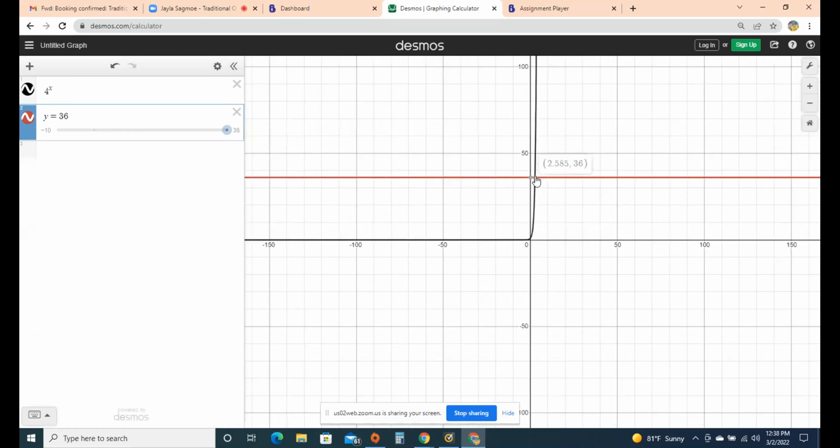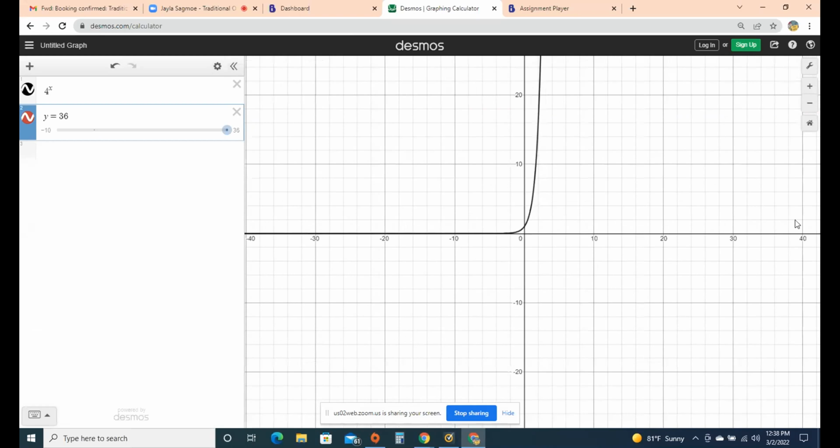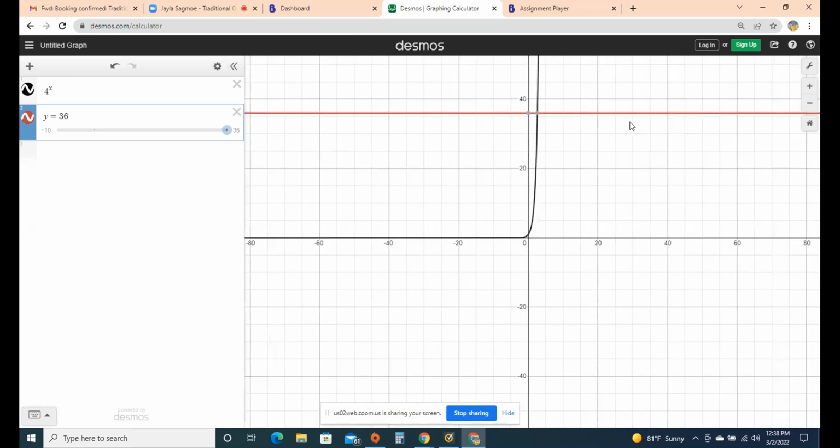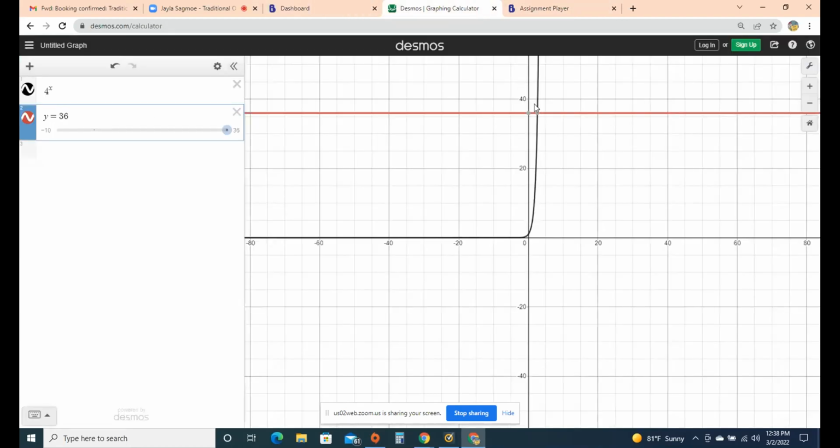So what I like to do is click on it and then just zoom in, like scroll, if you have a mouse wheel. All right, well, that didn't work great. Remember, you can, there you go. So it's 2.585. You have to remember that number. Let's go back. So it's 2.585. So we're going to write that number into that box there.